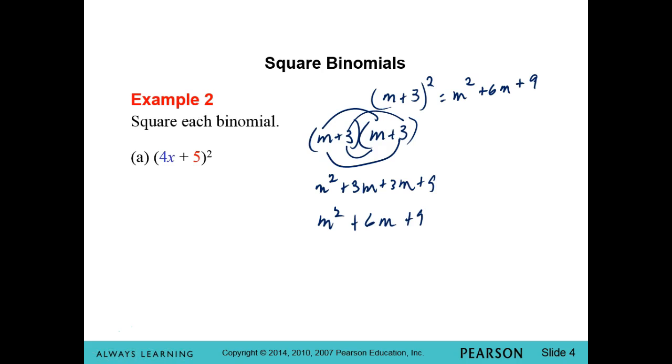So you don't have to remember the rule. All you have to remember is a binomial squared is a binomial multiplied by itself. Go in and FOIL it. Either way works. It's a lot simpler and easier if you remember the rule, but if you don't remember the rule, don't panic. You can still do the problem.